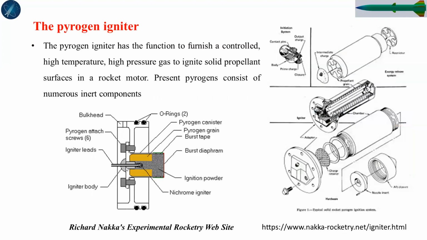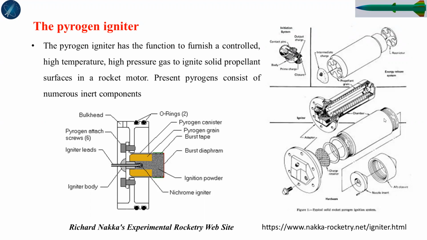Anyways, let's see the pyrogen igniter. The second main type of igniter is the pyrogen igniter. This pyrogen igniter is for very big rockets. Pyrotechnic is for small rockets, but the pyrogen igniter is considered a small rocket itself.